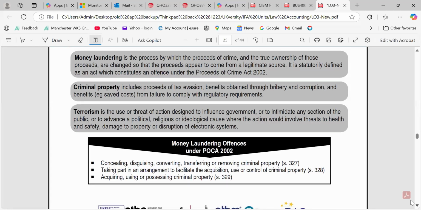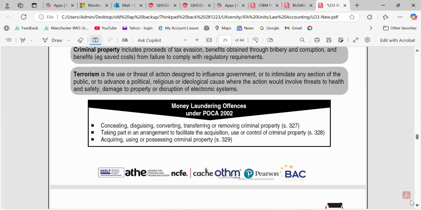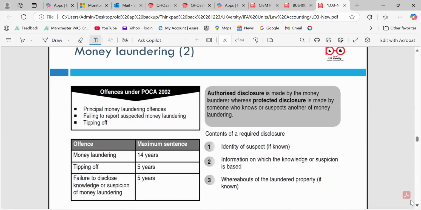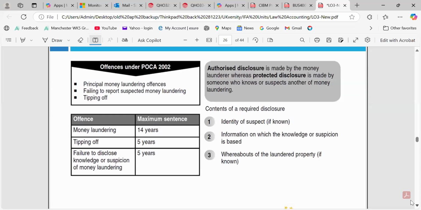Sponsoring terrorism also leads to money laundering proceeds of crime: concealing, converting, transferring, removing criminal property. We need to look at this in light of taking part in arrangements, and facilitating the acquisition and control of criminal property, acquisition, use and possession of criminal property. That's all we need to look at. We have the offenses under the Proceeds of Crime Act.